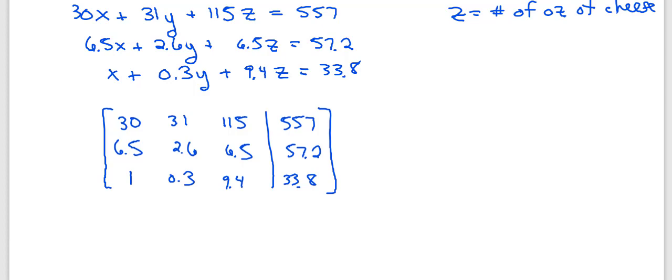The first thing we need to know is the size of the matrix. Remember, we do size with rows by columns. So we have 3 rows here and 4 columns. We're going to ignore that vertical bar for the moment. That's really just to help us distinguish it.